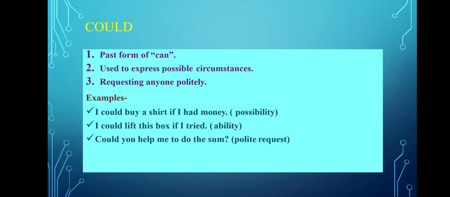Next one is could. Now could, we all know it is the past form of can. It is used to express possible circumstances, and it is also used when we request someone for something politely. For examples, I could buy a shirt if I had money. So if I had money, I could buy a shirt. So it's an example of possibility. I could lift this box if I tried. So again, this sentence is focusing on the ability of the subject I.